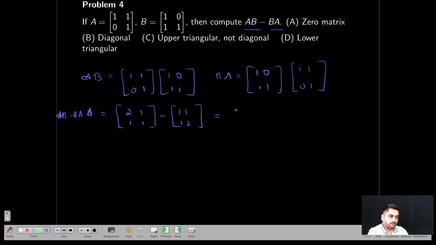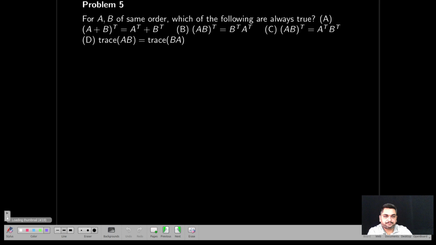So this will be equal to 100 minus 1. Now you check. Is it a zero matrix? No. Is it a diagonal matrix? Yes. All the diagonal elements are non-zero. This is a diagonal matrix. Is it an upper triangular matrix? No. Is it a lower triangular matrix? No. Okay. So that is the answer. Diagonal matrix.